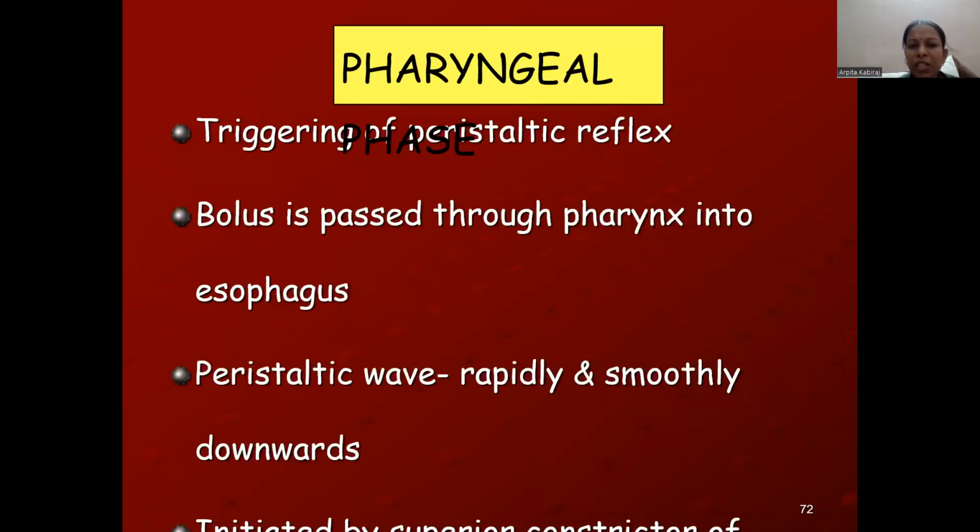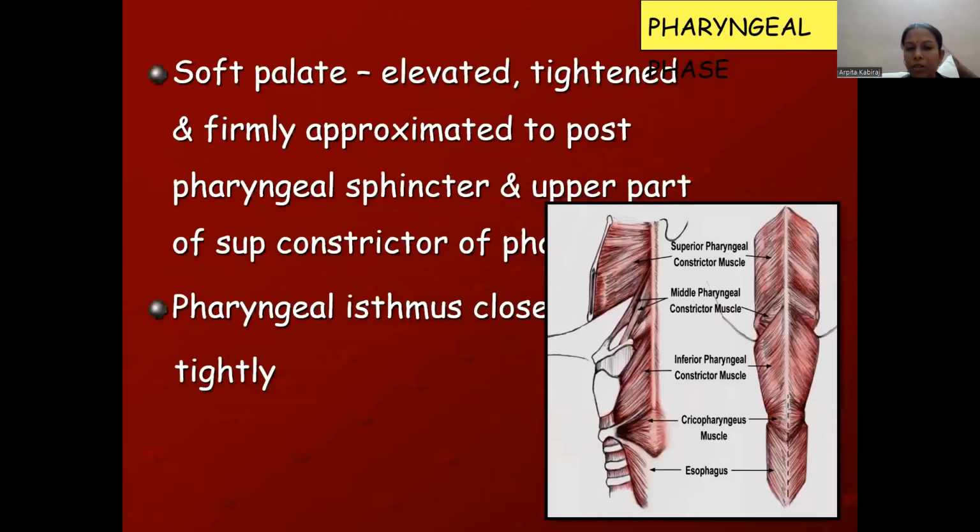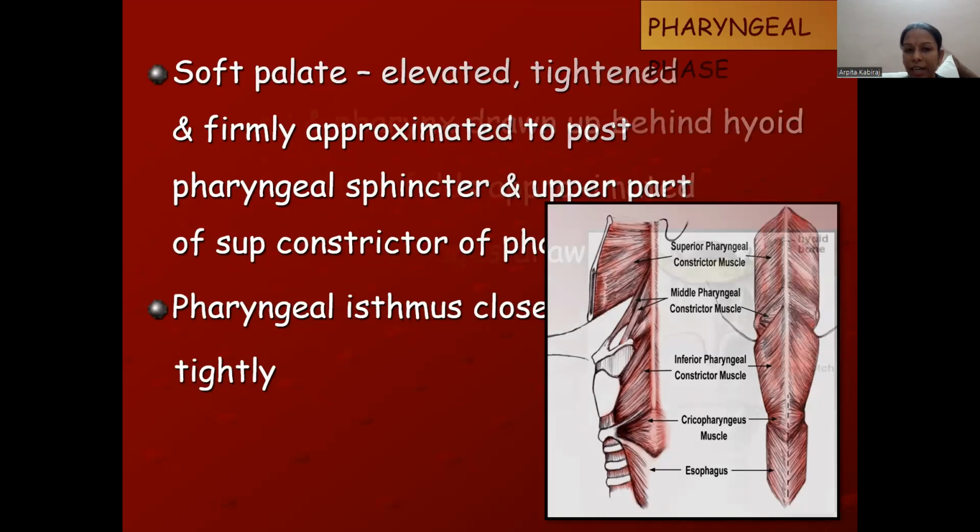Second is the pharyngeal phase, which is the triggering of the peristaltic reflex. The bolus is passed through the pharynx into the esophagus and produces a peristaltic wave. Four main stages are there. The ingesta is first prevented from entering the nasal cavity. The bolus is transferred from the faucial arches through the pharynx into the esophagus, and the ingesta is prevented from entering the tracheal part. The soft palate is elevated, tightened, and firmly approximated to the posterior pharyngeal wall and the upper part of the superior constrictor of the pharynx, and the pharyngeal isthmus is closed tightly.